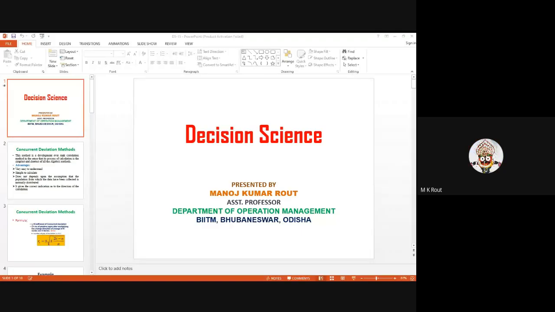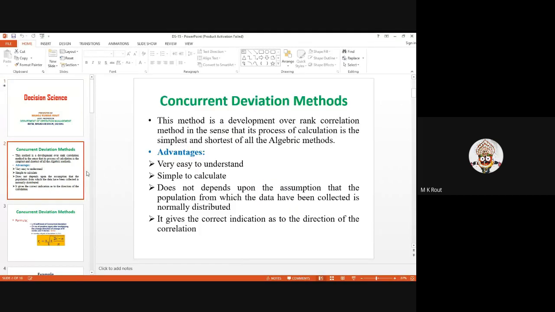Today we are going to discuss what is known as the concurrent deviation method, a companion to Pearson's rank correlation. Just note down the headings. I will provide the slide after this class, but you have to understand the concept behind this method. It was developed as an alternative to rank correlation in the sense that its process of calculation is the simplest and shortest of all algebraic methods.